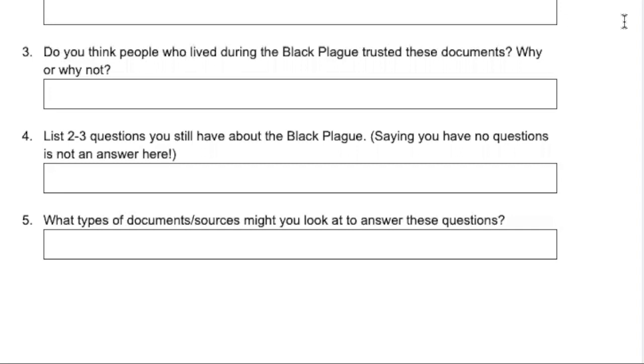So think about what's happening in the world today, what happened then, and the questions that you can come up with from that. And then finally, tell me what types of documents or sources might you use to answer those questions. Please be as specific as you can. Don't just say a book, online. We know that. More specifically, what would you look up online? What terms would you look up? What types of books might you look at? Primary sources, secondary sources.